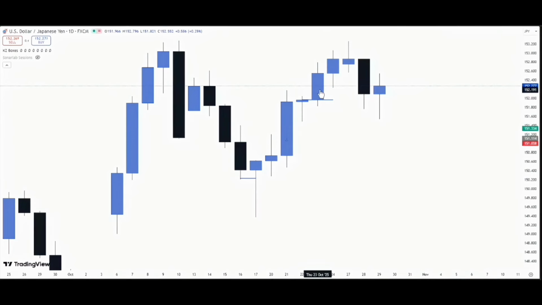So we want to trade on the 23rd of October. Let's put a vertical line there so we don't make mistakes. So we want to trade on the 23rd of October 2025. Now that's all you need to do on the daily time frame. Let's get to the 1H time frame now.